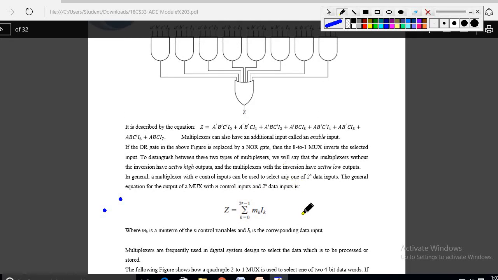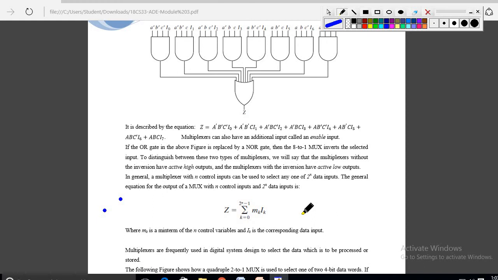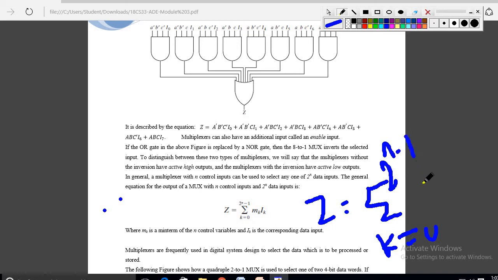So once we know what an 8:1 mux, a 4:1 mux and a 2:1 mux are, and 2 power n minus 1, in general, in equation form, we have to write the multiplexer as Z is equal to the summation of k from 0 to 2 power n minus 1 of mk and ik. This is the general equation for the multiplexers, where mk is a min term of the n control variables and ik is the corresponding data input. Is it clear?